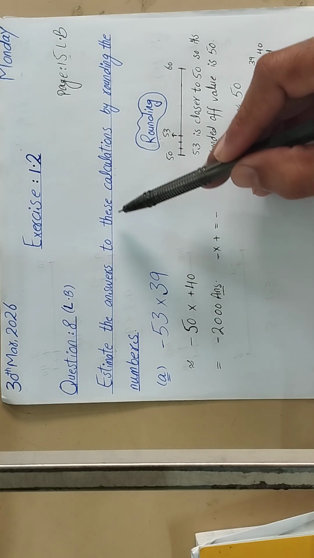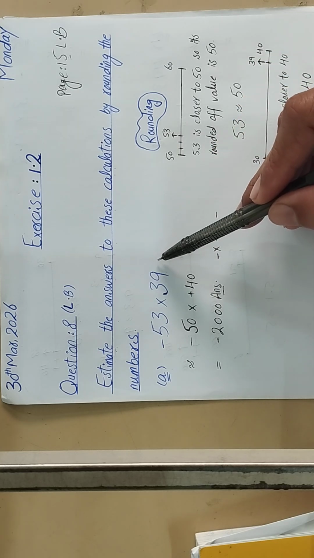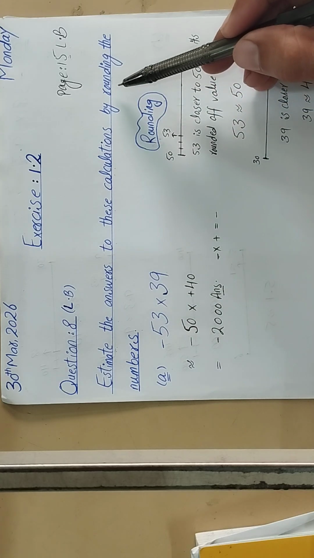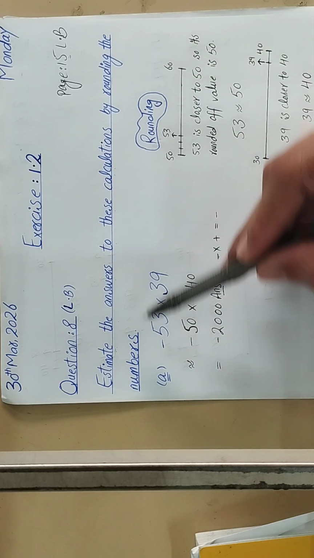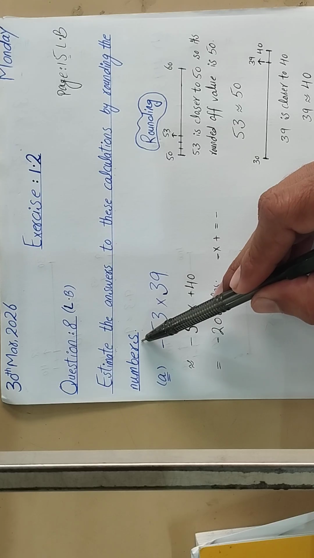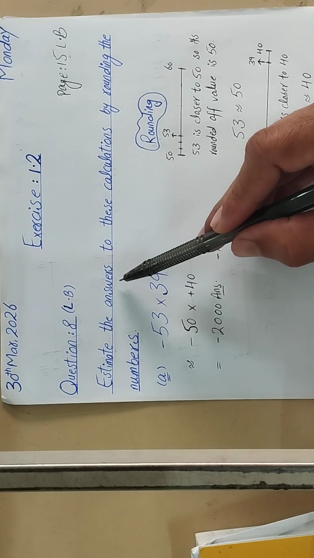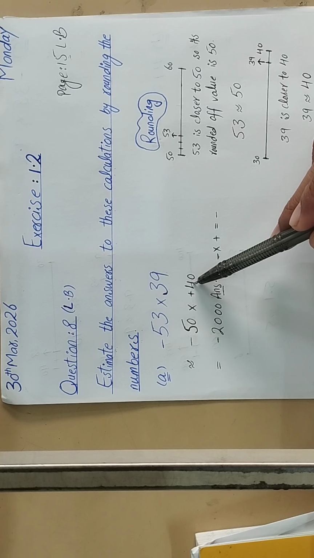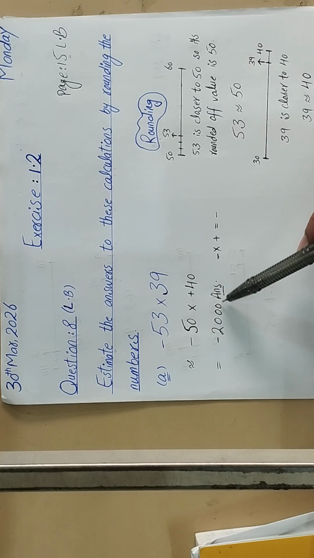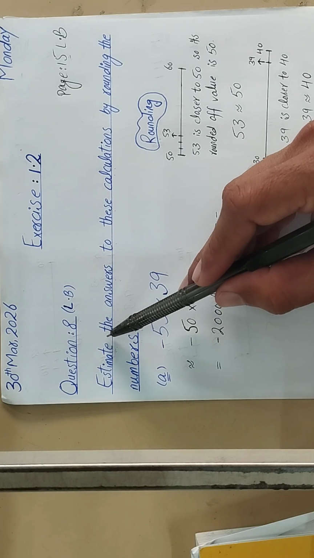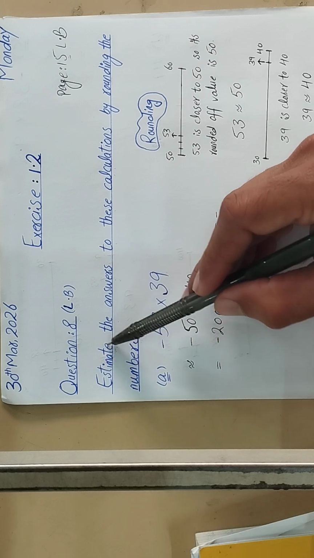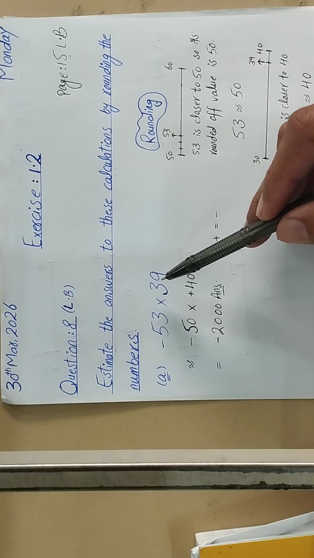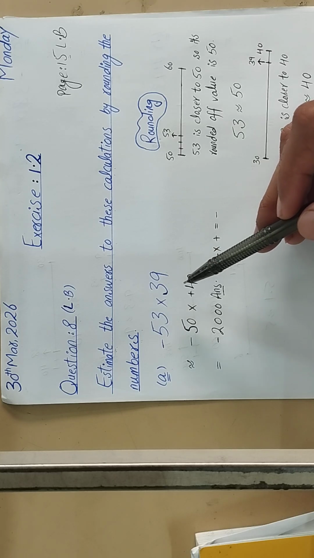Now this statement means that do not multiply these numbers directly. First round off the numbers of this calculation and then multiply to find the answer. That answer will be the estimated answer. Estimation means round off the numbers first and then find the answer. That answer is called the estimated answer.